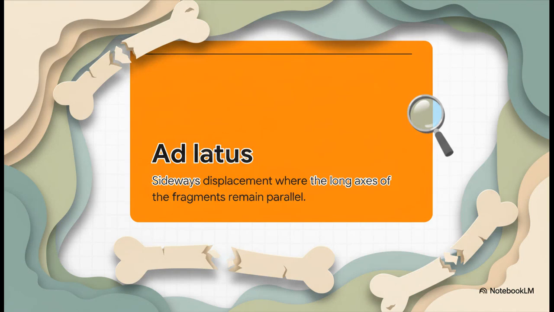First up is ad latus. Just think of it as a sideways shift. The two bone fragments have just slid past each other, maybe medially, laterally, dorsally, or ventrally. The key thing to remember here is that their long axes are still perfectly parallel.